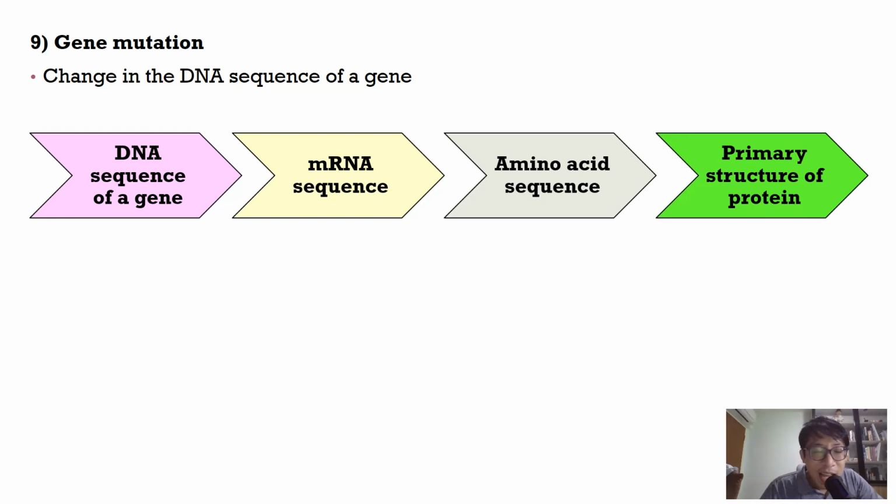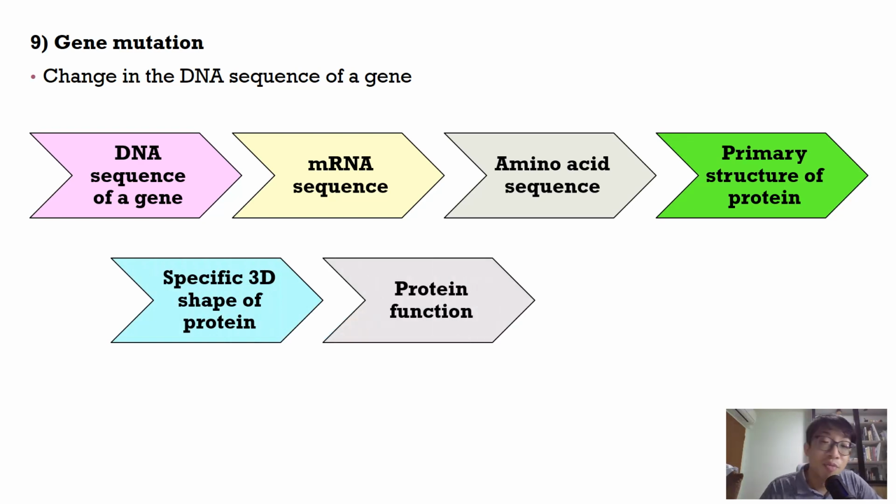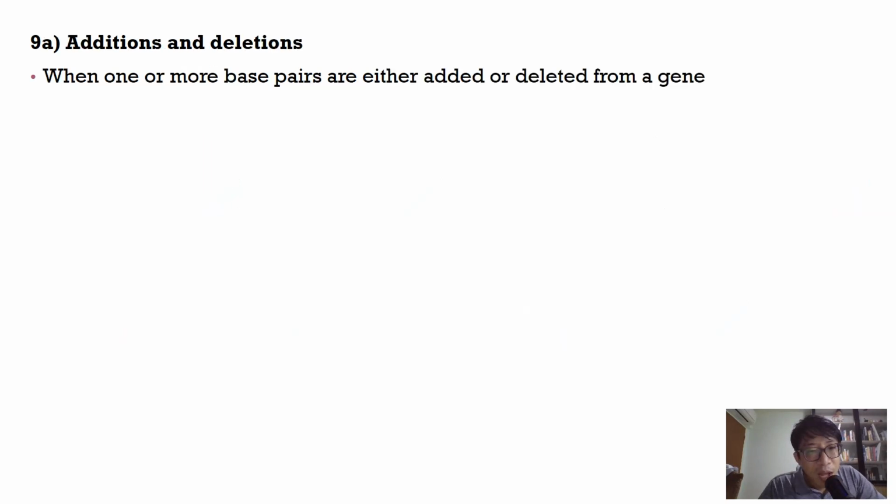of the protein. If the primary structure of the protein is changed, and remember that primary structure determines the shape of the protein, right? So there may be a change in the 3D conformation of the protein, which may change the protein function. And if the protein functions differently, then the phenotype of the cell or the phenotype of the organism may be affected. Right, so this is how phenotype is affected by a change in the DNA of the gene. Okay. Right, so let's look at addition and deletion first.